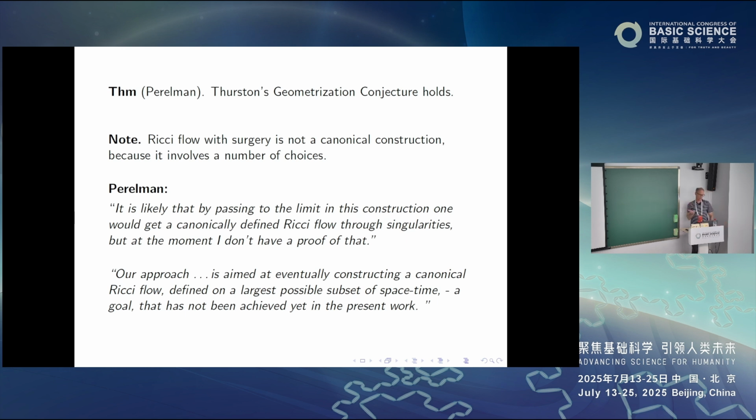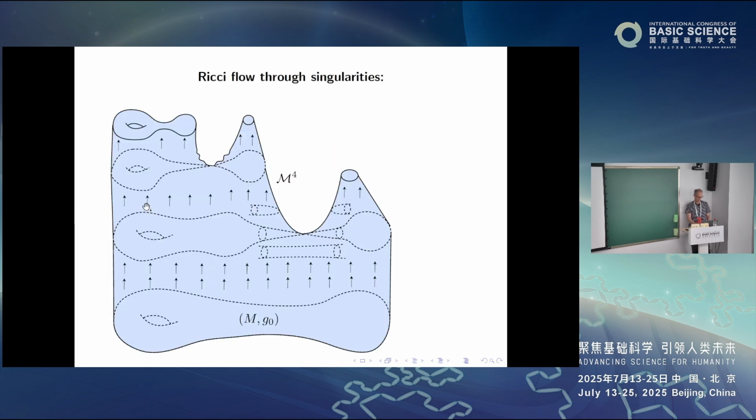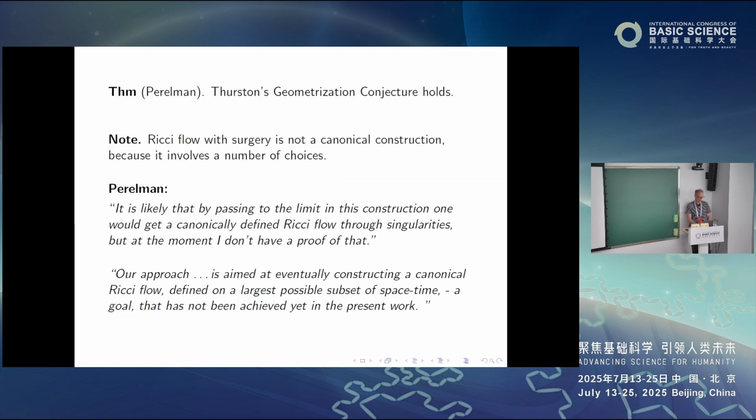But you might note that this is kind of an ad hoc construction. It's not a canonical process. It involves a number of choices. This was pointed out by Perelman himself. So he said it's likely that by passing to the limit in this construction, one would get a canonically defined Ricci flow through singularities. But at the moment, I don't have a proof of that.